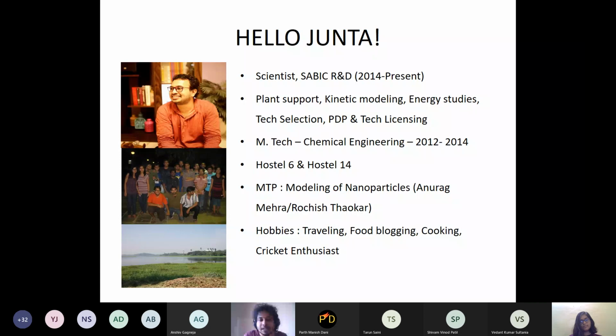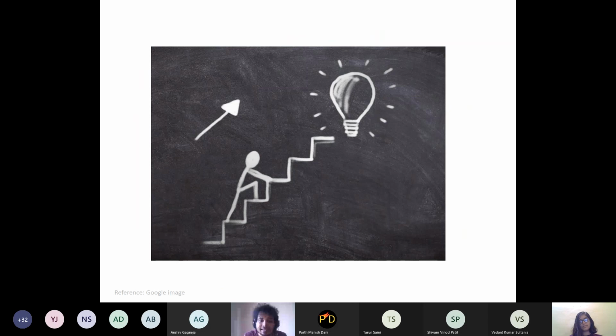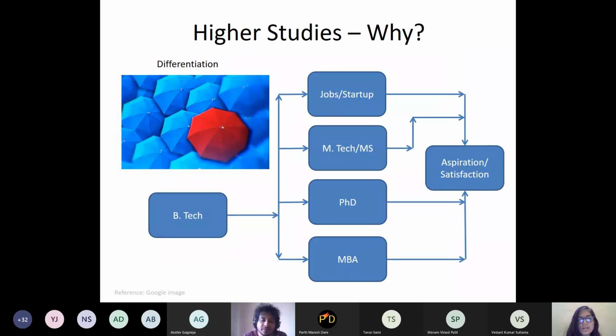So going with the theme of this evening, I will start explaining why we need higher study and what the different aspects available are. Next slide. Next one.